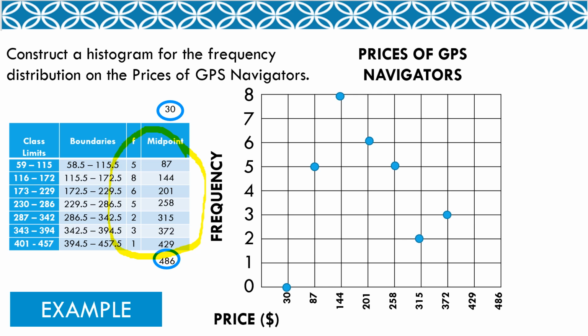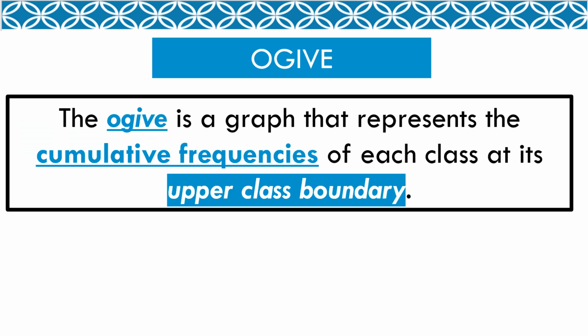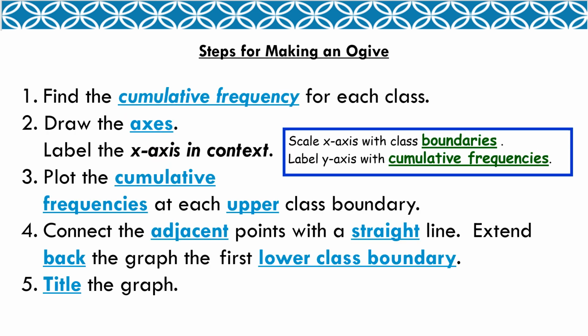Continue plotting your frequencies for each of those midpoints, and then tie it down, and then draw consecutive lines between points. And there is your frequency polygon.